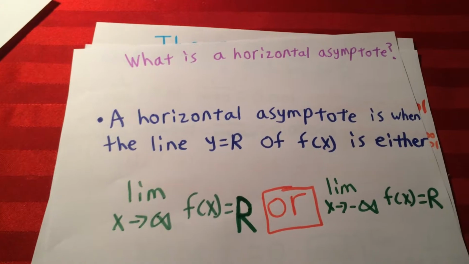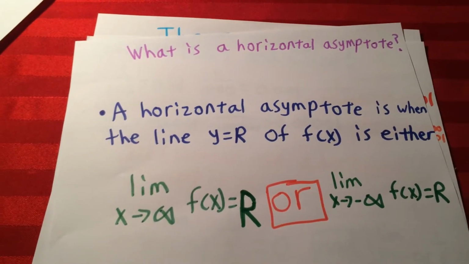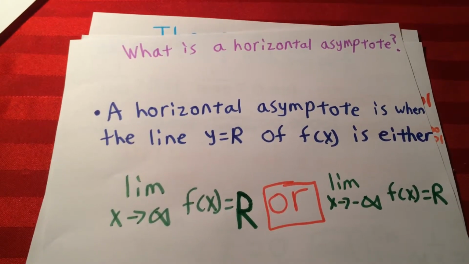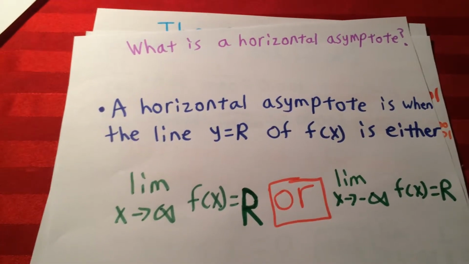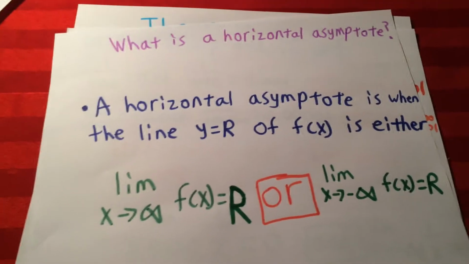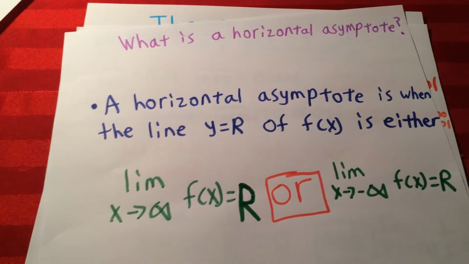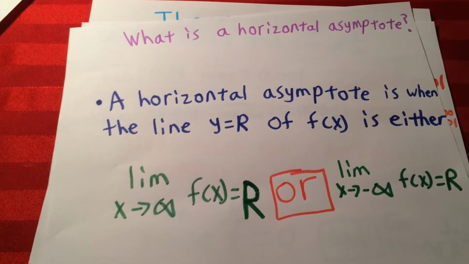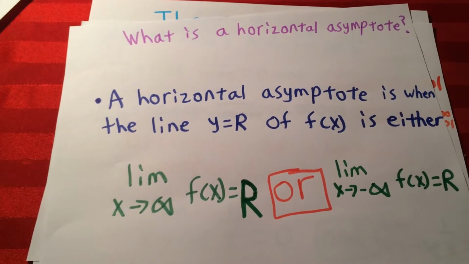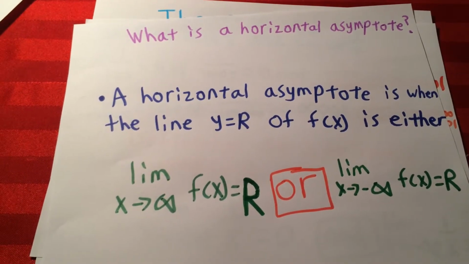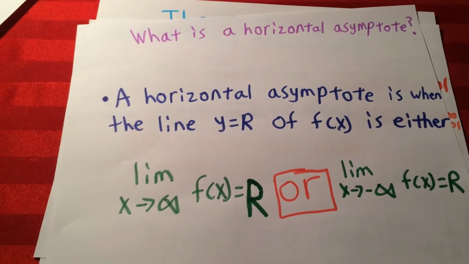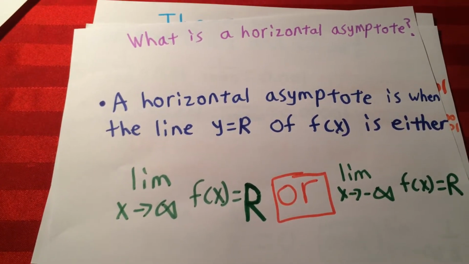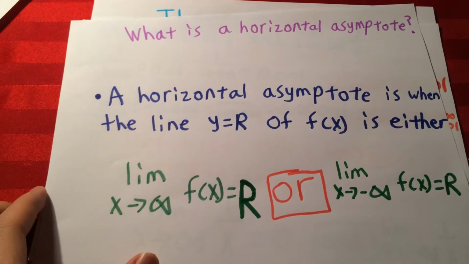First off, what is a horizontal asymptote, you may say? Well, a horizontal asymptote occurs when the limit as x approaches infinity of a certain function equals a certain number, r, or the limit as x approaches negative infinity of a certain function, f of x, equals r. So what that means is when x gets really big, or really close to infinity, that function will always approach a certain number r, and it will never cross that number.